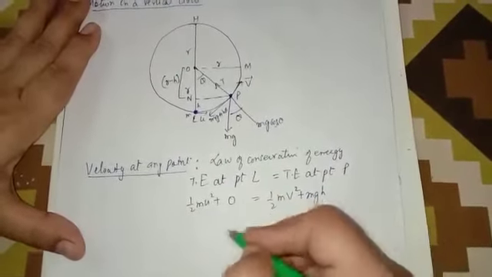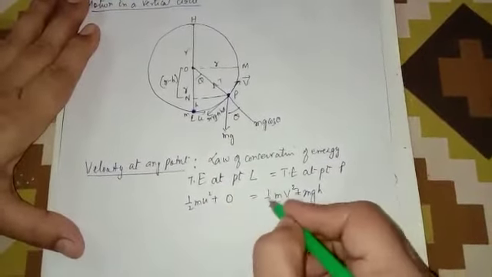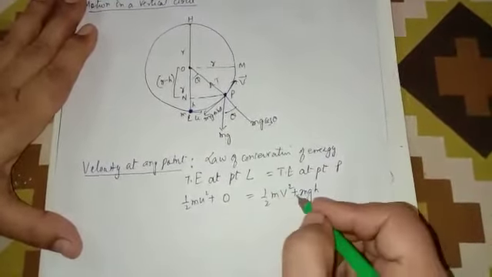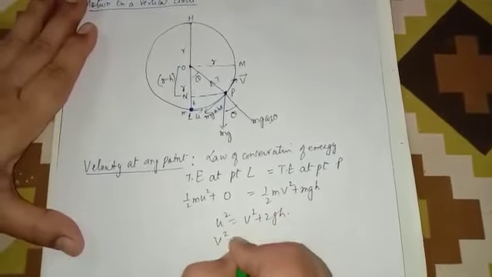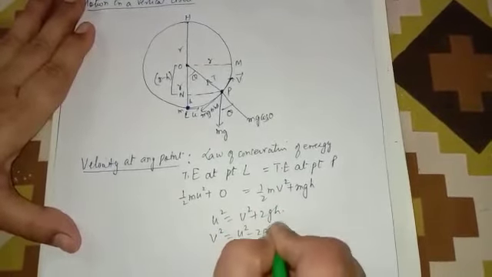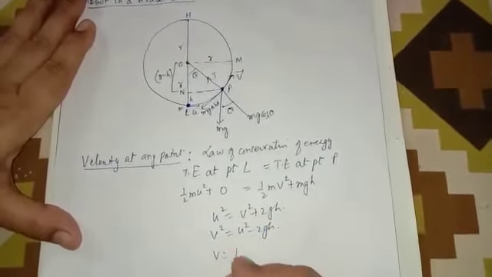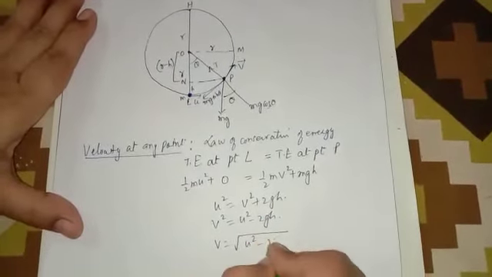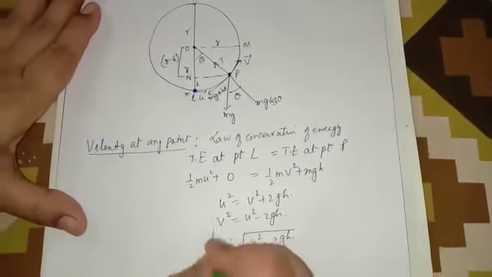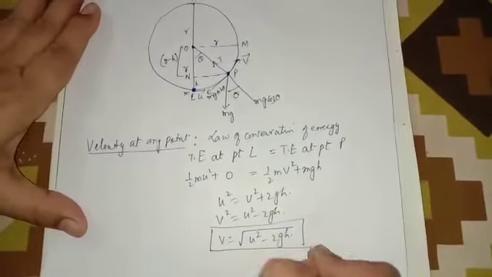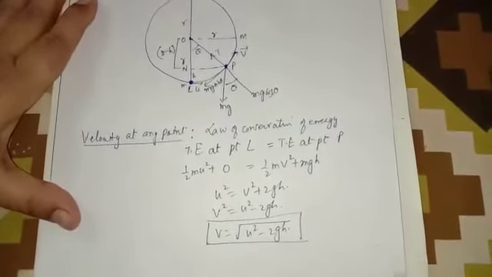Mm, it gets cancelled from all the sides. The 2 will be half, will get cancelled. Right? And you will have u square is equal to v square plus 2gh. And v square is equal to u square minus 2gh. V is equal to under root of u square minus 2gh. This is the general equation of velocity of a body at that point.